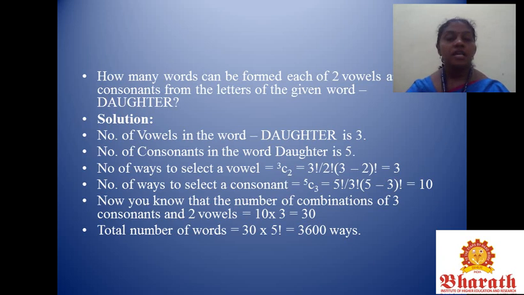So 3C2 equals 3. Next, the number of ways to select consonants. We have to select 3 consonants out of 5. So 5 factorial divided by 3 factorial into (5 minus 3) factorial, equal to 10. So the number of combinations of 3 consonants and 2 vowels is 10 into 3, equal to 30, by using the fundamental principle of counting. So the total number of words equals 30 into 5 factorial, equal to 3600 ways.